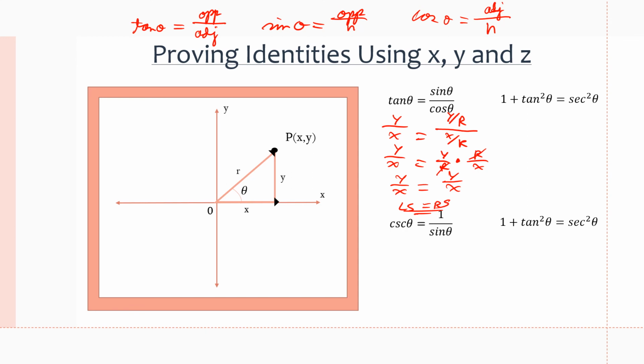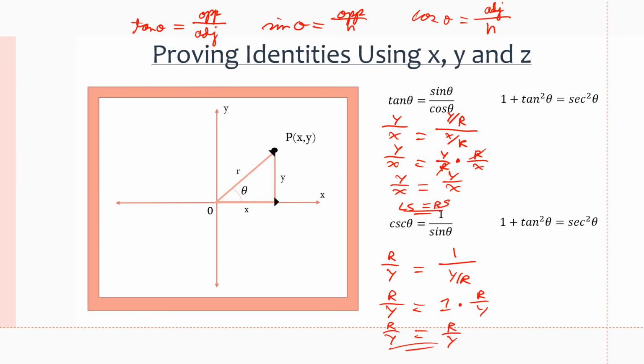Okay, so let's prove the rest of these by just, again, substituting x, y, and r. So cosecant of theta, again, is the reciprocal of sine of theta. So if sine of theta is y over r, this is r over y. And sine of theta, again, is y over r. And remember, 1 divided by y over r is the same as 1 times r over y. And so r over y will equal r over y. So our left side equals the right side.